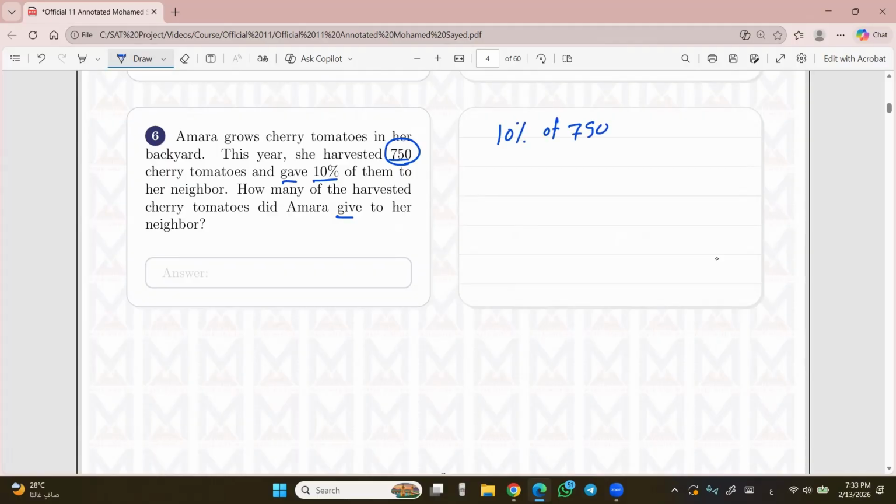750. 10% means 0.1, or you can write it as 10 over 100. Percent means over 100. Of means multiplied by, and then 750. Then we can cross out the zeros, 2 zeros from here, 2 zeros from up, and the answer is equal to 75.